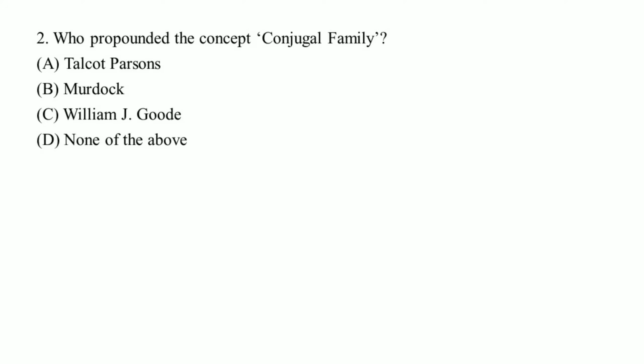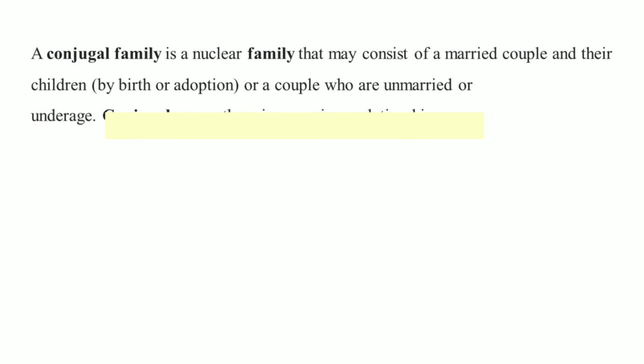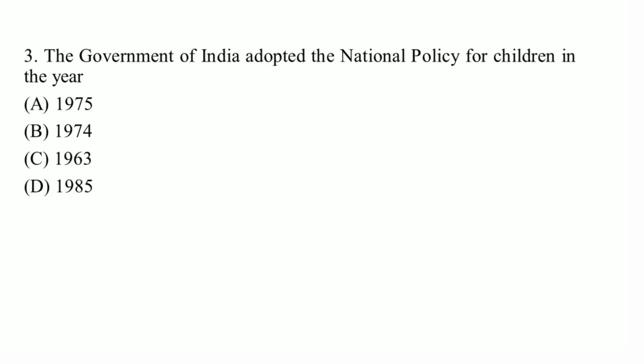Second one, who propounded the concept conjugal family? Right answer is option C, William J. Goode. So, a conjugal family is actually a nuclear family that may consist of a married couple and their children, that can be by birth or adoption, or a couple who are unmarried or underage.